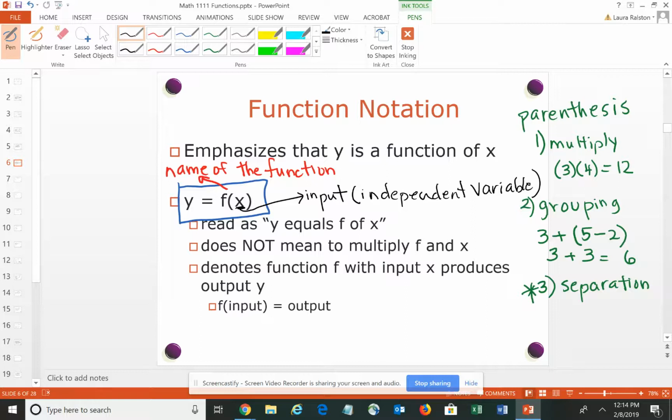And f of x represents the same thing as y. So in basic algebra, you're used to dealing with, say, ordered pairs in the form x, comma, y. When we begin thinking about functions, we think about them as x and f of x. It's the same thing. Y and f of x are interchangeable. All the things that you know you can do with equations that involve x and y, you can also do with functions that involve x and f of x.